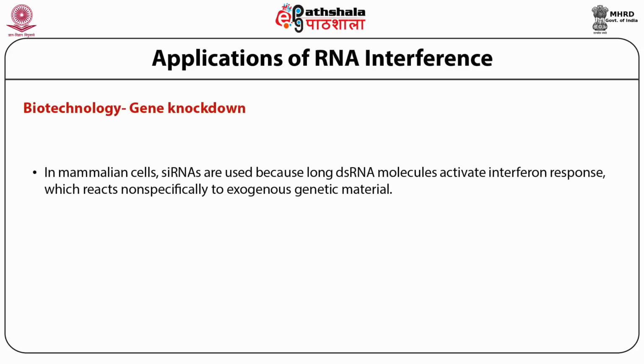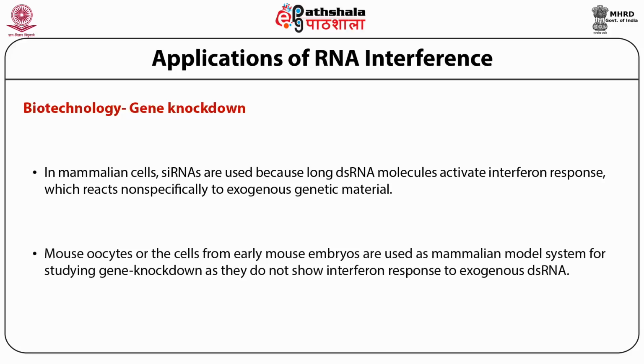In mammalian cells, the siRNAs are used because long double-stranded RNA molecules activate interferon response, which reacts non-specifically to exogenous genetic material. The mouse oocytes or the cells from early mouse embryos are used as mammalian model system for studying gene knockdown, as they do not show interferon response to exogenous double-stranded RNA. RNA interference has huge application in the field of crop sciences.